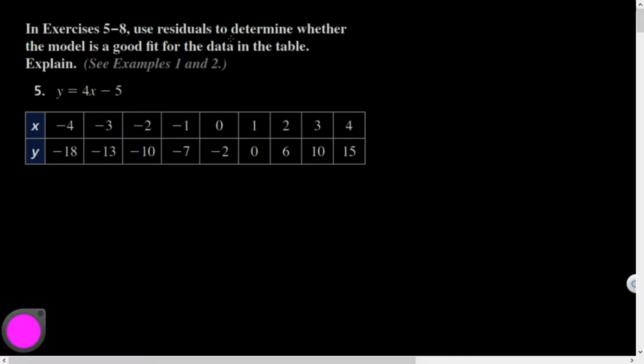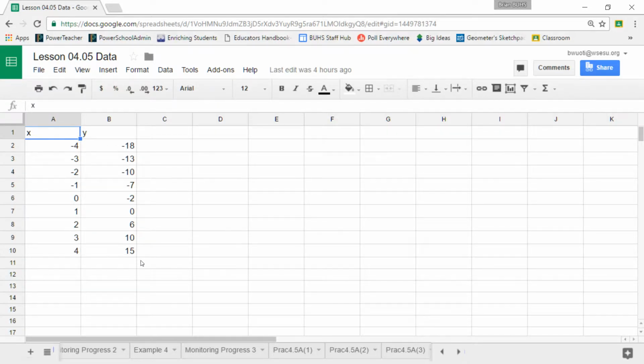It says, use residuals to determine whether the model is a good fit for the data in the table. Explain. So here we go. We have an equation that represents this data, which would be data of like a scatter plot, for instance. I'm going to use this data and calculate the expected or predicted y value by plugging these x values into this function, and then compare that to the actual y values and see how far off our predictions are. So in order to do that, I've got this data where I've already got it laid out.